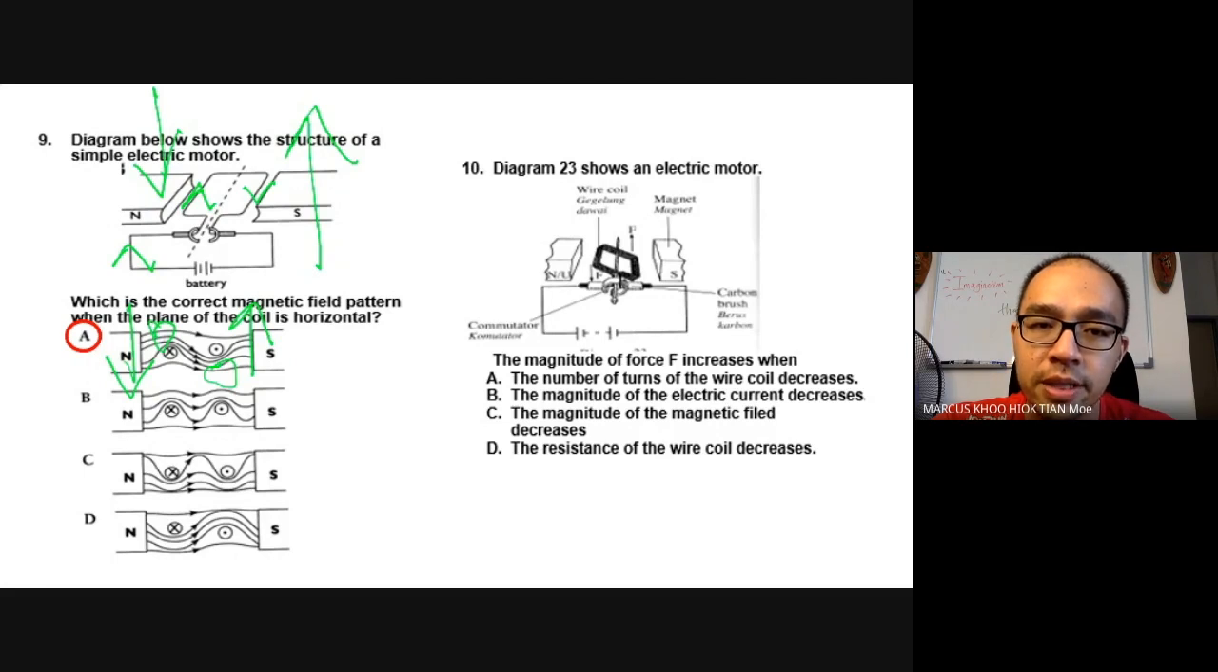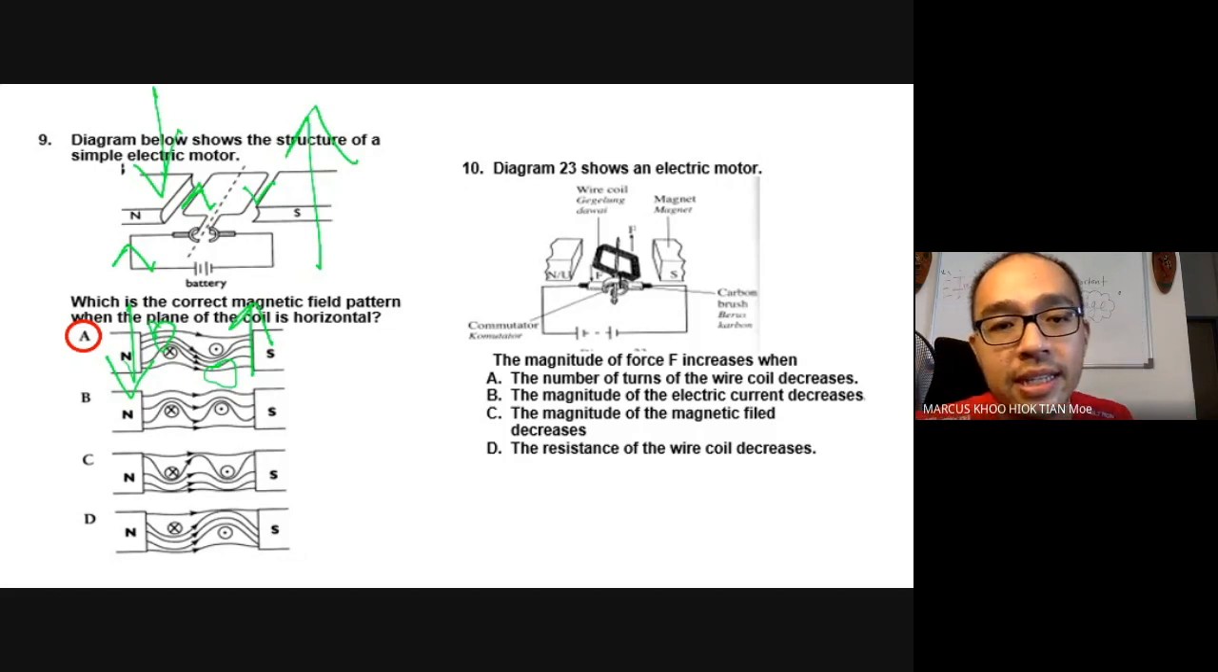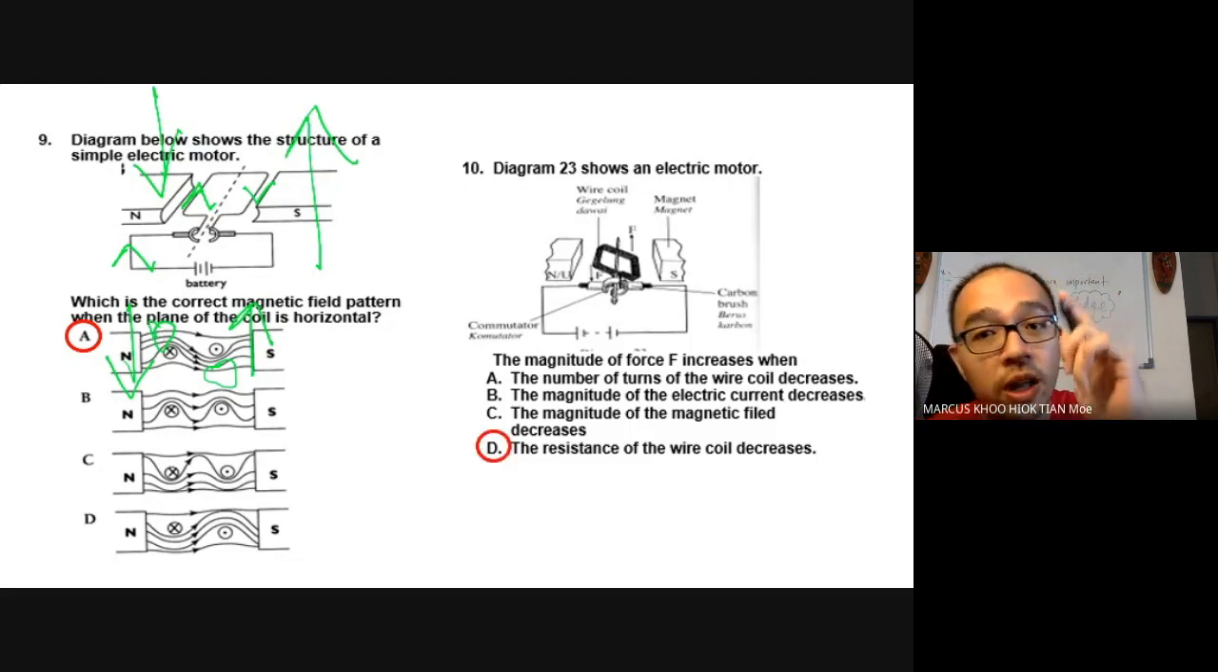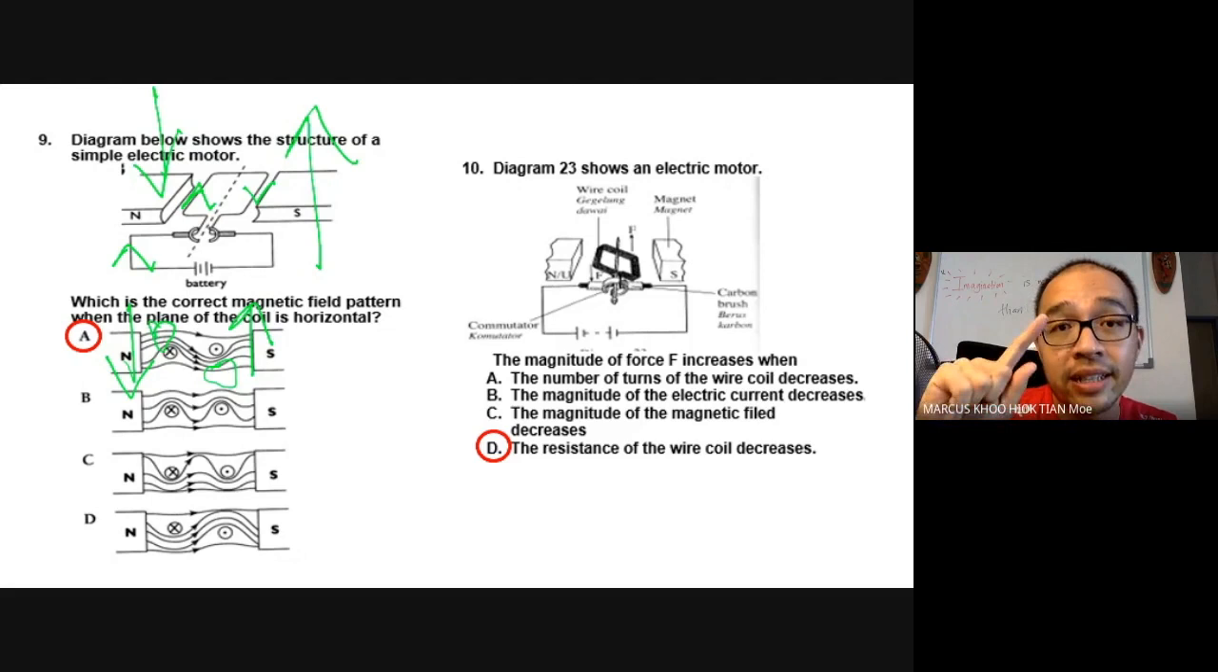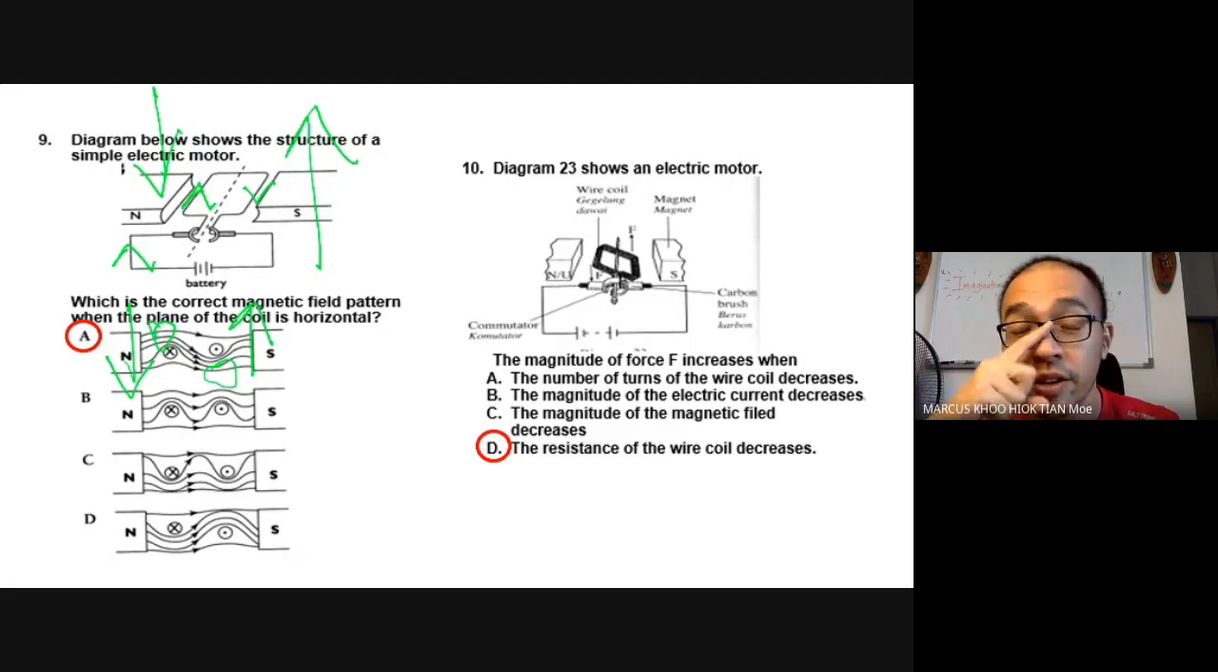Magnitude of the force. The motor will spin faster if... Okay, very good. Okay, the answer is D. Resistance of the coil decreases because when the resistance decreases, the current increases. Okay, remember the flow of a river in water. When there are fewer rocks, there is less resistance, so water can flow faster. Okay, the current will be bigger.